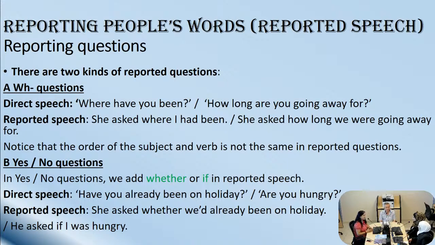We have a question: Have you already been on holiday, or are you hungry? When we report these questions, we start with the reporting verb, which is she asked, and we have a yes-no question, so we start with whether or if, it doesn't matter, then already been on holiday. We have another question, are you hungry? He asked if I was hungry, and we change the present into past.